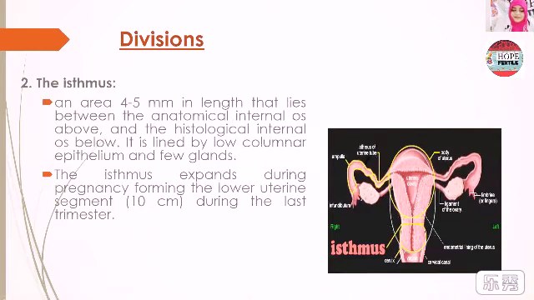Now, another is the isthmus. This part is the isthmus, an area 4 to 5 mm in length that lies between the anatomical internal os above and the histological internal os below. It is lined by low columnar epithelium and few glands. So this isthmus expands during pregnancy, forming the lower uterine segment, 10 centimeters in length during the last trimester.